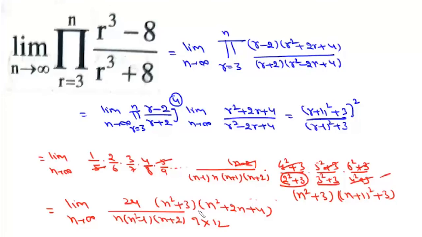Now here coefficient of n to the power 4 is 24, and here coefficient of n to the power 4 is 24. So this value will be 2 by 7. So answer to this limit is simply 2 by 7.